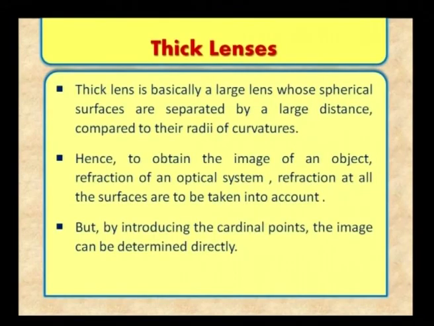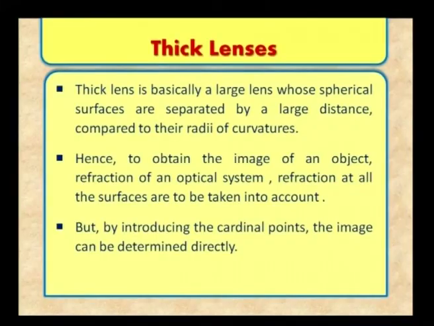What do you mean by thick lens? You know, a thin lens is a lens whose thickness can be neglected. So, a thick lens is basically a large lens. The thickness, as I will be showing, CD that is T, will be very large, and we will be talking about critical thickness also at a later date. So, the thick lens is basically a large lens whose spherical surfaces are separated by a large distance compared to the radii of curvatures. Hence, to obtain the image of an object, refraction at all the surfaces ought to be taken into account.